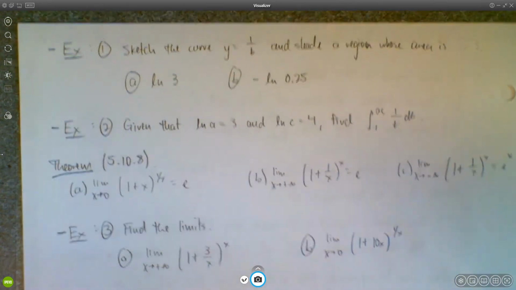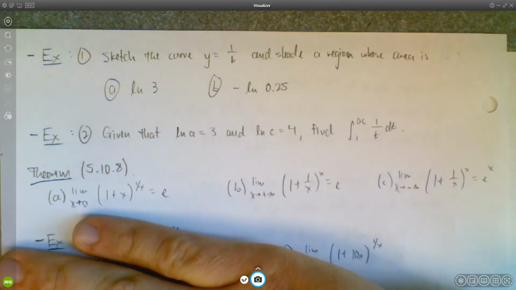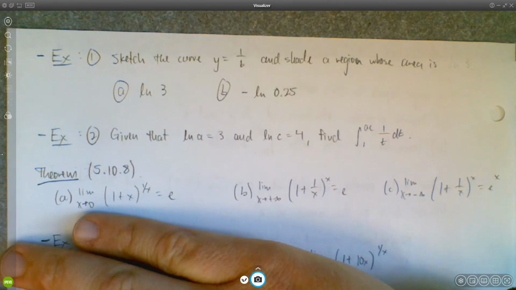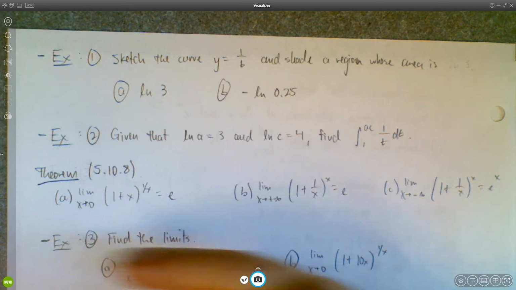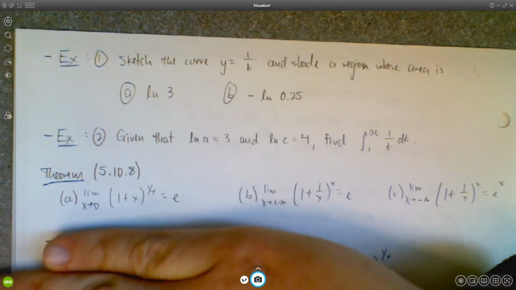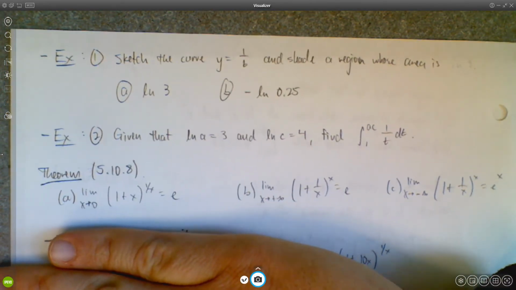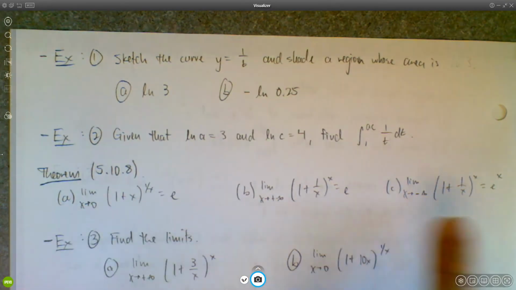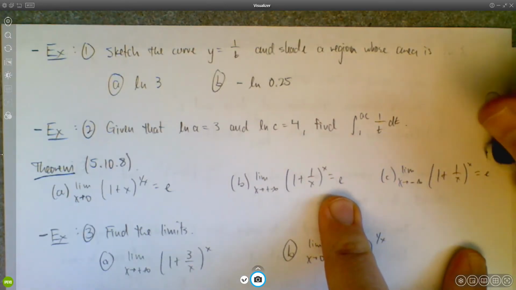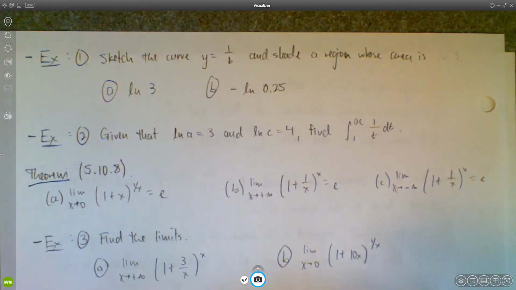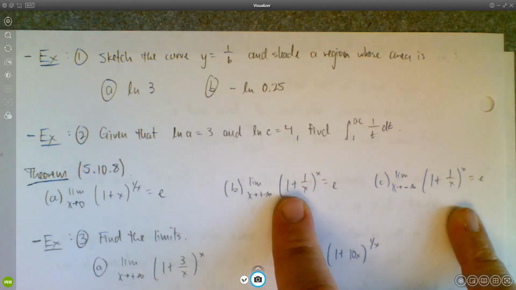Let me move on though. We can use that integral definition for ln of x to prove these formulas here. Again, the proofs of these are in the textbook, so you're welcome to read the proofs. But yeah, we can use the integral definition to prove these limits now, which is just something that we sort of took for granted. This should just be e, not e to the x. Anyway, these are just things that we sort of took for granted in the past.